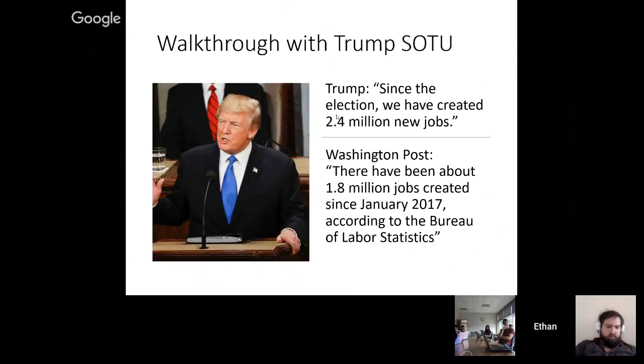Then, just a walkthrough from Trump's State of the Union. One of the sentences he said was, "Since the election, we've created 2.4 million new jobs." And a sentence in our database from the Washington Post, from one of their fact checks, says there have been about 1.8 million jobs created since January 2017, according to the Bureau of Labor Statistics. So our goal is to first go from the audio to this sentence, and then from this sentence to the relevant fact check.